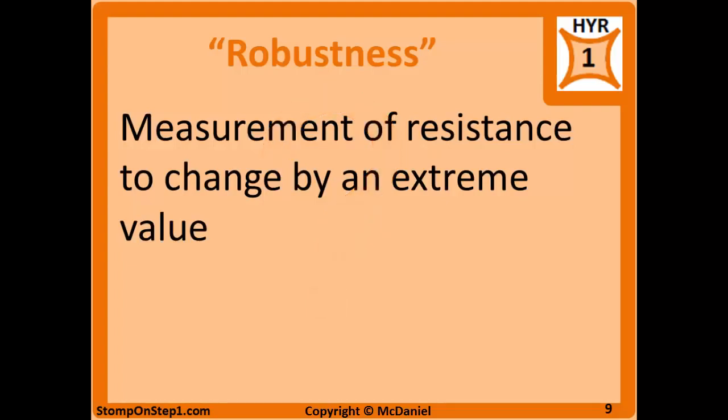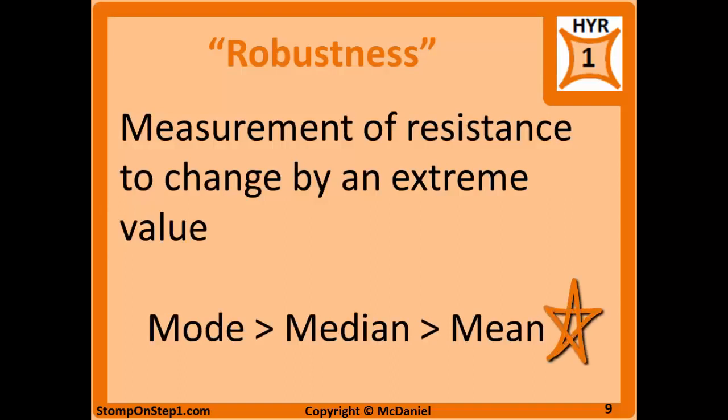Being robust is when the measurement is resistant to change by an extreme value. The mode is the most robust, median is somewhere in the middle, and then mean is the least robust.